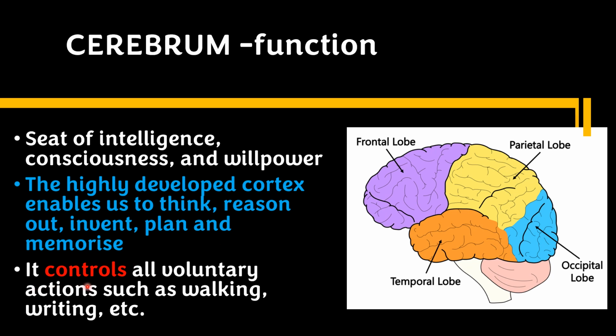The other very important function of cerebrum is that it controls all voluntary actions such as walking, writing, etc. While writing this function, you have to remember this term. It controls all voluntary actions. You don't stop at that point. You have to write the examples: walking, writing, jumping, running, any voluntary actions you have to include in this function.